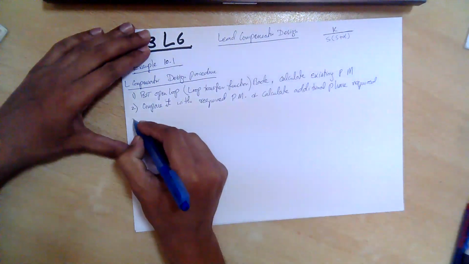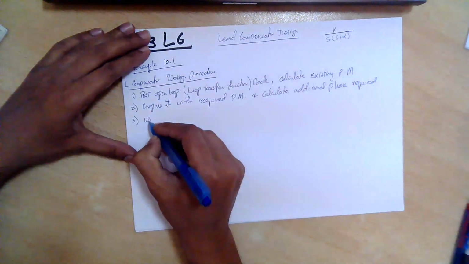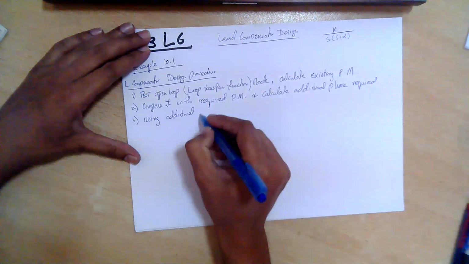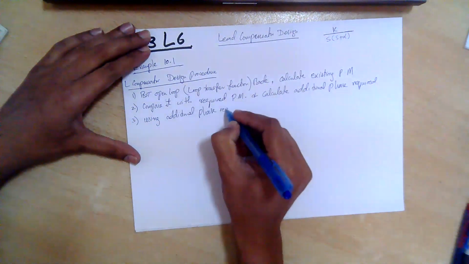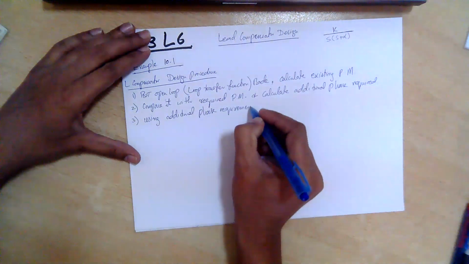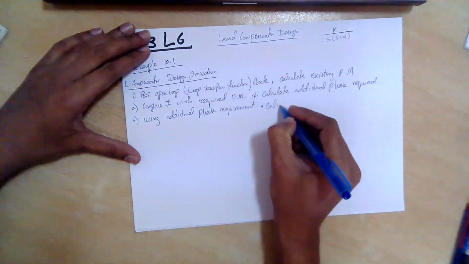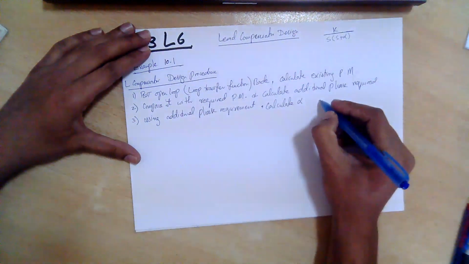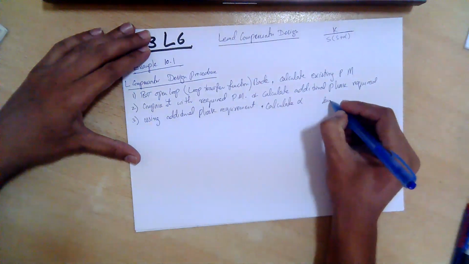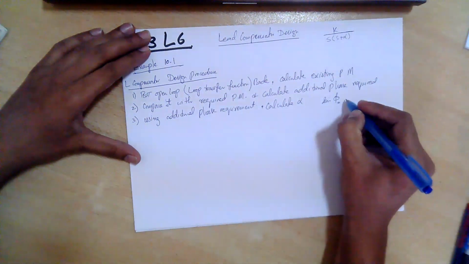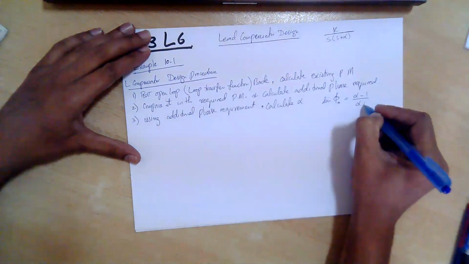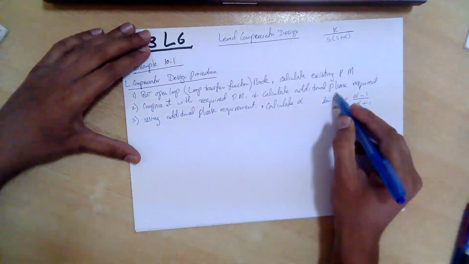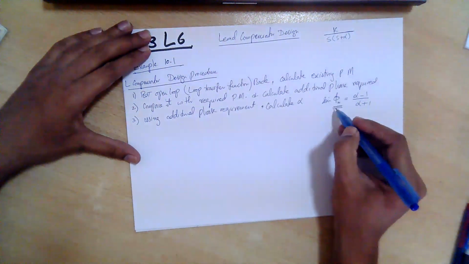Number three, using the additional phase requirement, calculate alpha using sine phi m is equal to alpha minus 1 over alpha plus 1. And this is the additional phase, not the total phase margin. This is the additional phase margin on top of the existing phase margin.